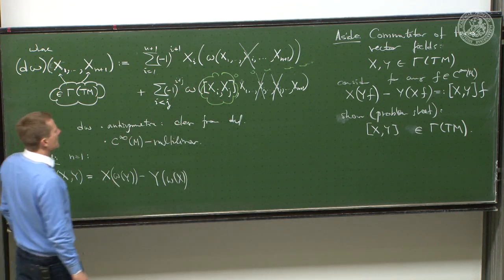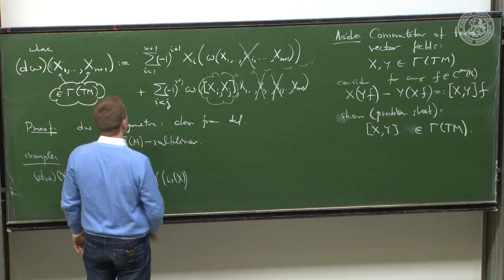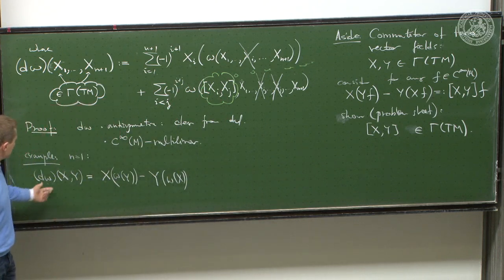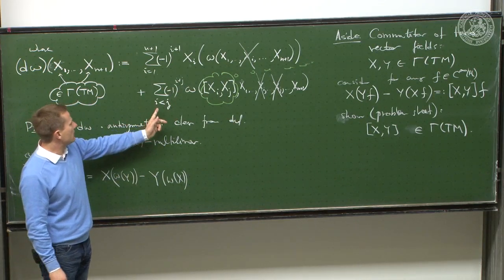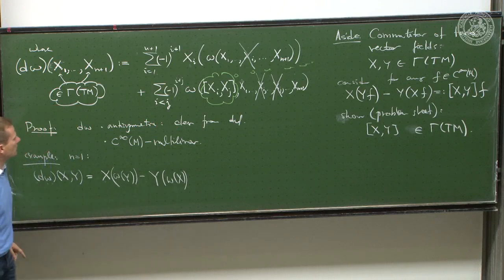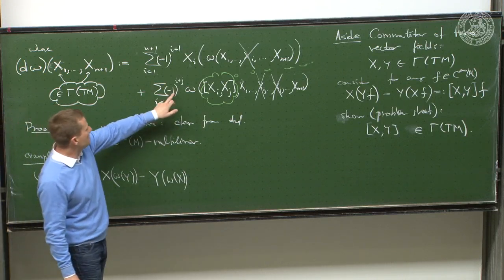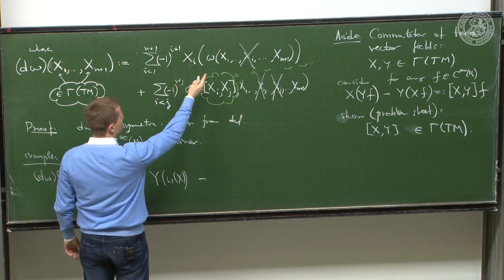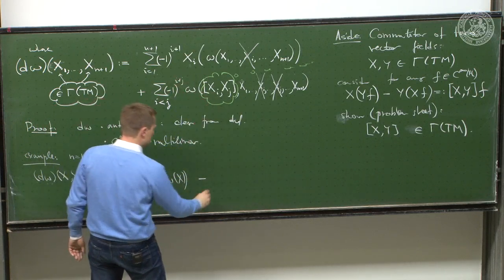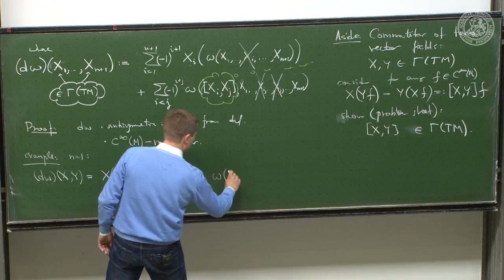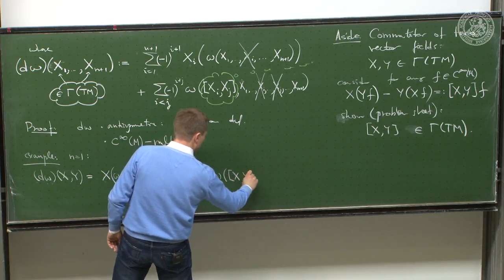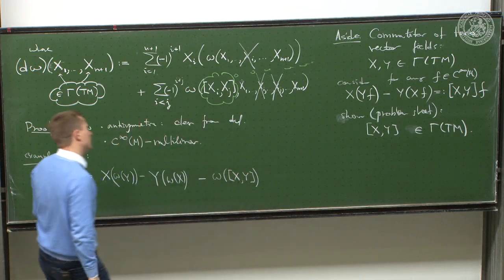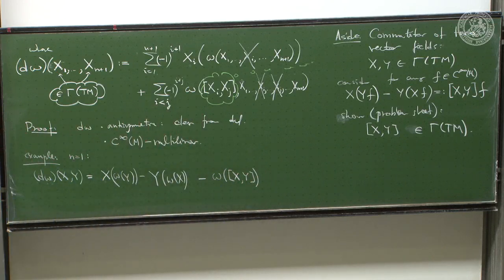And now, you have to go over all pairs. Well, the ordered pairs, there's only one ordered pair. There's only the ordered pair 1, 2 you can go over. But then you pick up a minus sign here, because minus 1 to the 1 plus 2 is minus 1 to the 3. So that's the minus sign, and you just have omega of the commutator, and there are no further vector fields. So that is it.